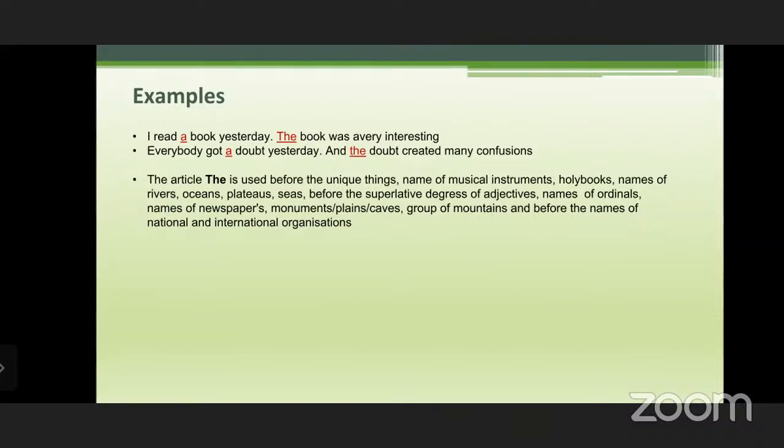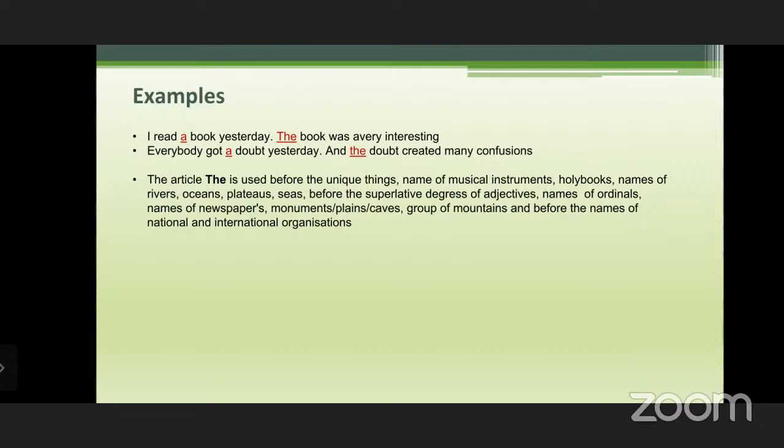Names of rivers. Dash Ganga, the Ganga. Dash Arabian Sea, the Arabian Sea. So in that way, we have to use the definite article the. And next, superlative degrees of adjectives. So EST forms, mostly EST forms you get largest, biggest, tallest. Okay, these are all nothing but superlative degrees of adjectives. For all these, we have to use the definite article the. For example, dash biggest, the biggest. Dash largest, the largest. Dash tallest, the tallest.